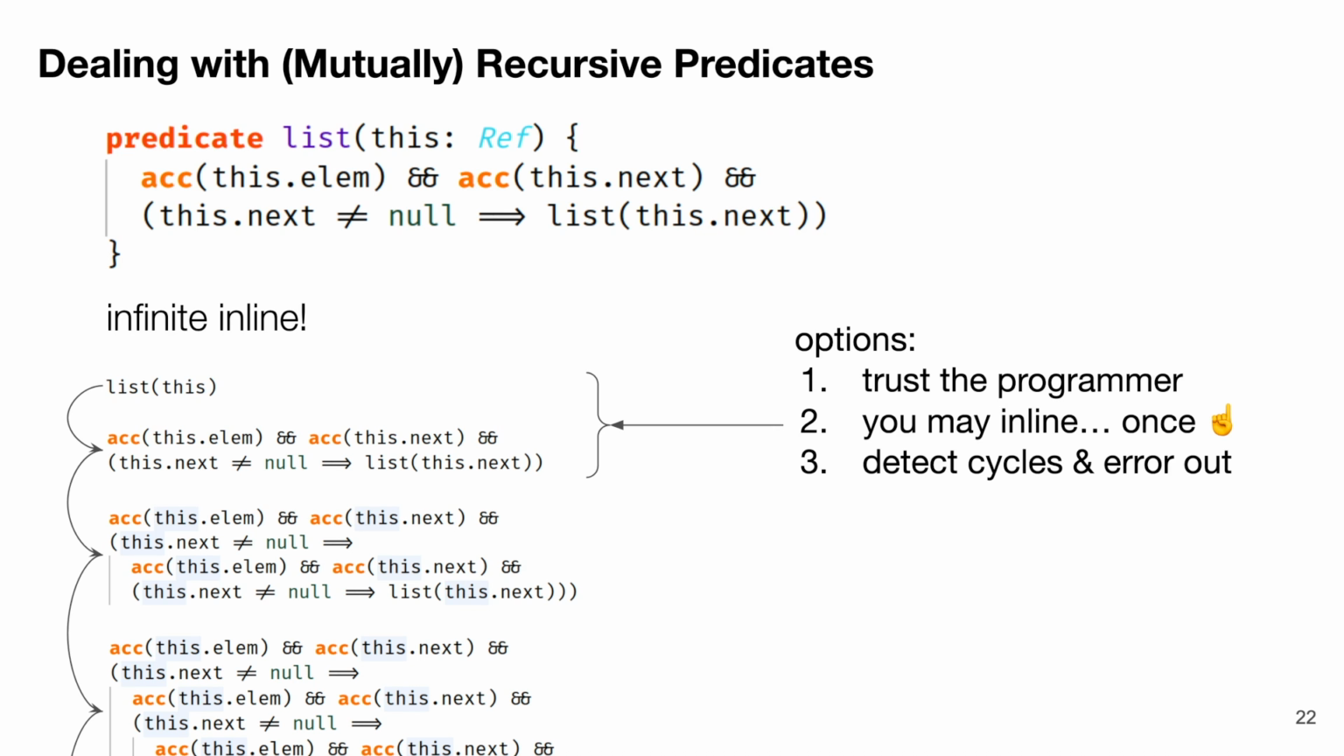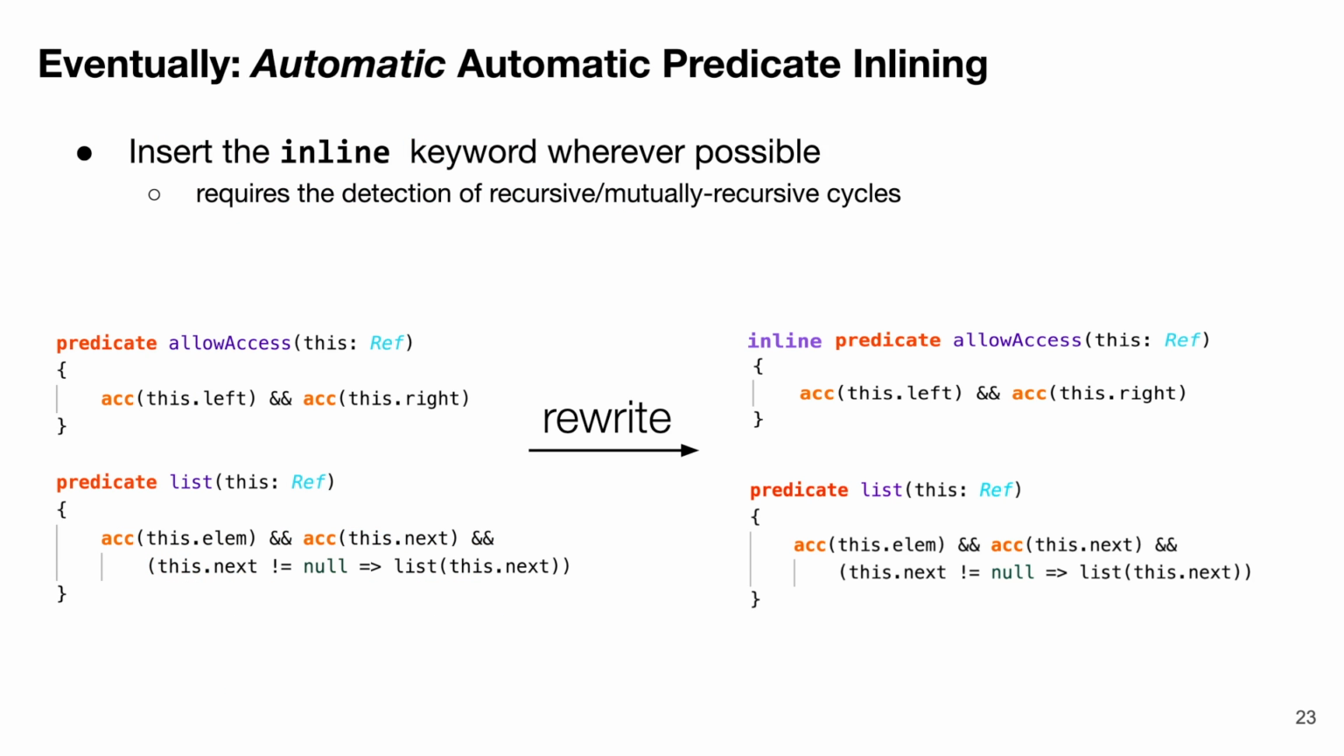We have a few options for tackling this problem. We could trust the programmer, but that's generally not a great idea. We could inline recursive predicates only once, or we could detect cycles and produce a warning. Eventually, we'd like to get to automatic predicate inlining, meaning the developer does not need to use the inline keyword for inlining to occur, but this would be something automatically done at code generation time. This would require us to be able to detect recursive cycles.